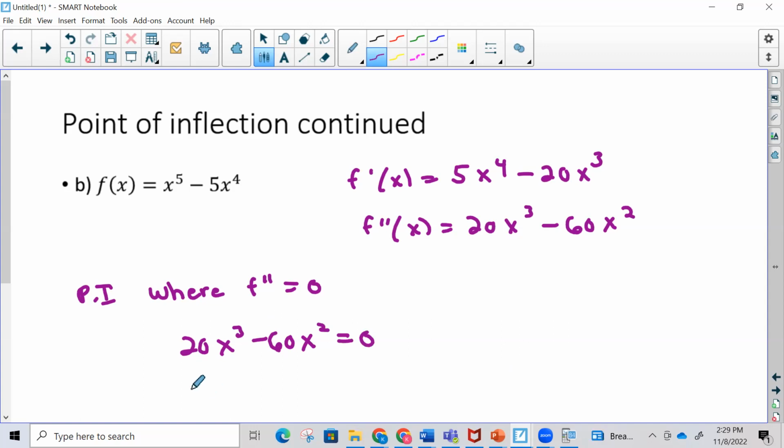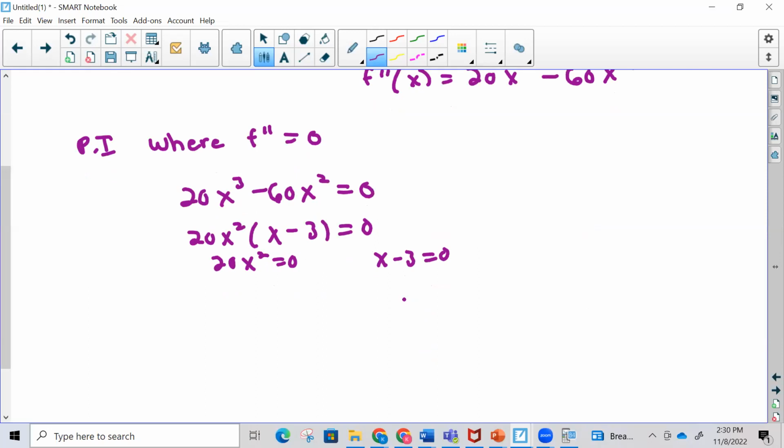Okay, so I can factor out a 20x squared. And then I get x minus 3. Right, and then I can set each term equal to 0. This does have an x, so I do need to set that equal to 0. Same with x minus 3. So I get x equals 3 if I solve this. If I divide by 20, I get x squared equals 0. Take the square root, and I get x equals 0. So these are the two possible points of inflection.